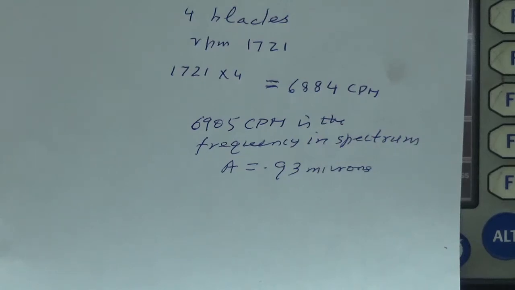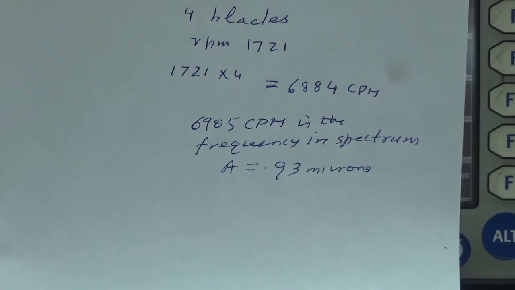Now in the meter, the frequency which I see is 6905 cycles per minute, which is almost the same as 6884 cycles per minute. This frequency, 6905 cycles per minute, is telling me that the blades are touching the cover plate, and the amplitude at this frequency is 0.3 microns. So how can I say that this frequency is telling me that the blades are touching the cover plate?